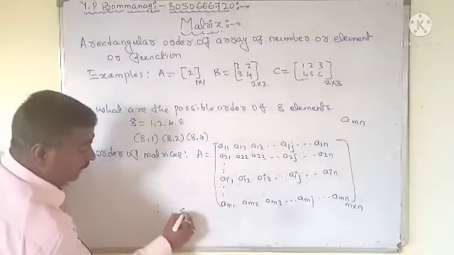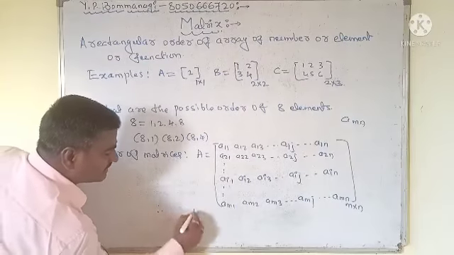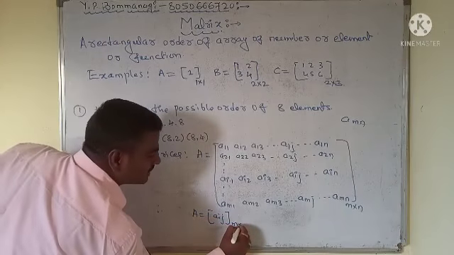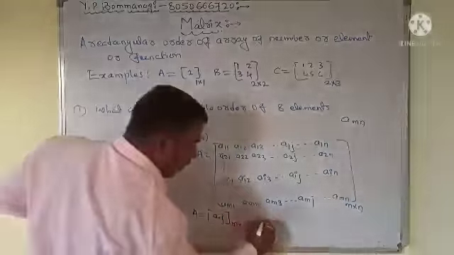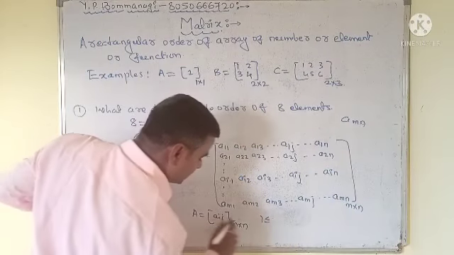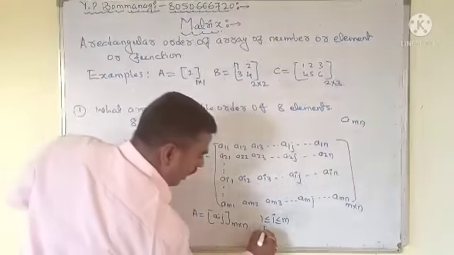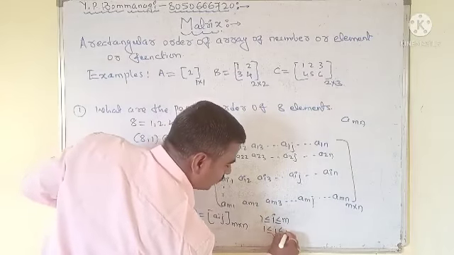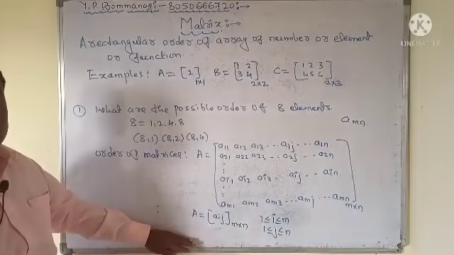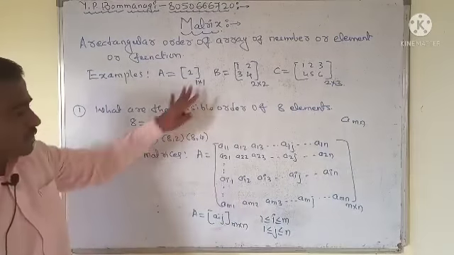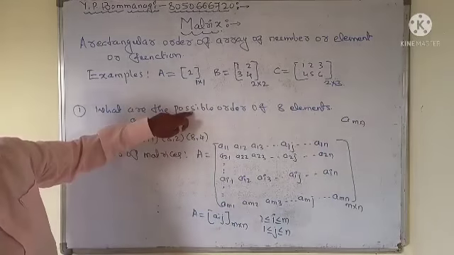Therefore, aij matrix means M cross N, where 1 is less than or equal to i, less than or equal to M, the first condition, and 1 is less than or equal to j, less than or equal to N. This is a matrix which has this order of elements. Keep observing.